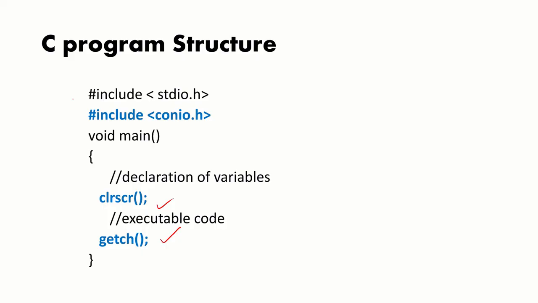Every C program starts with the hash include and, if required, conio.h, followed by void main, and inside the curly braces you first give your declaration statement. Immediately after the declaration statement you can give clear screen for readability, then the exact code of the program, which should end with a getch so that you can stay in the user screen to see your output.